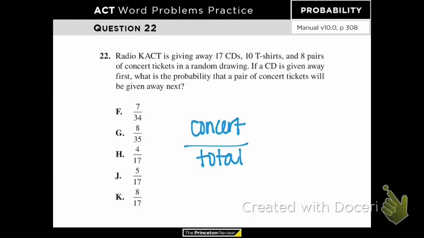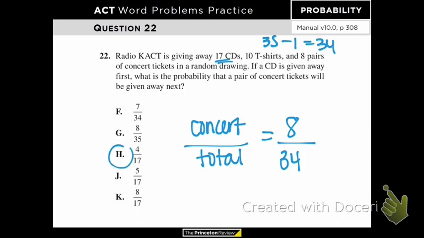Okay, so we also have to think that they've already given away a CD. So there's still going to be 8 pairs of concert tickets left. But originally, if we add all these up, right, 17 plus 10 is 27 plus 8 is 35. But they've already given a CD away. So I need to subtract 1 to find my new total, which is going to be 34. So 8 over 34 simplifies down to 4 over 17. So my answer is actually H.